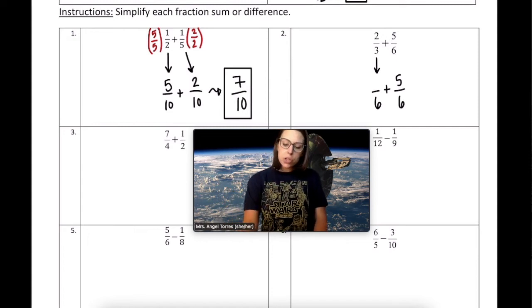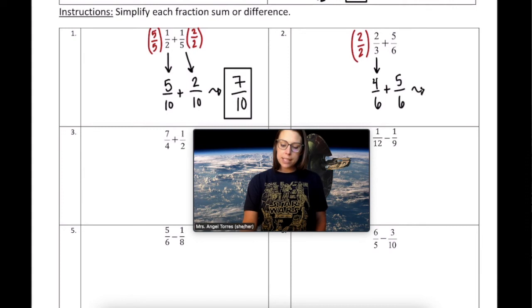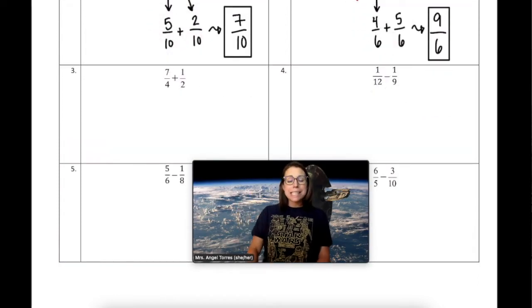How do I change thirds into sixths? I'm going to multiply by 2 halves. 3 times 2 is 6. 2 times 2 is 4, so that means 4/6 are in 2/3. 4/6 plus 5/6 is a grand total of 9/6. Over here in number 3, 7/4 plus 1/2.